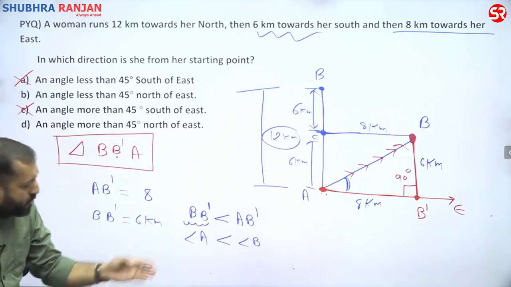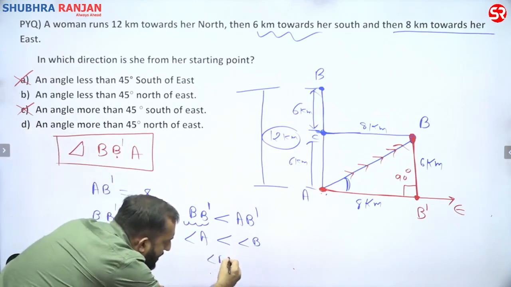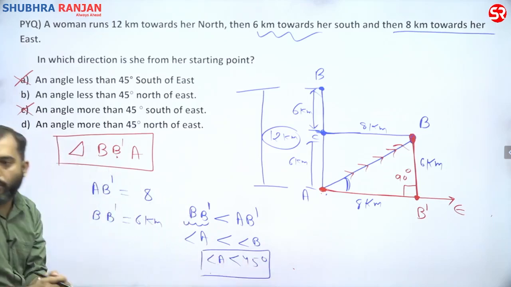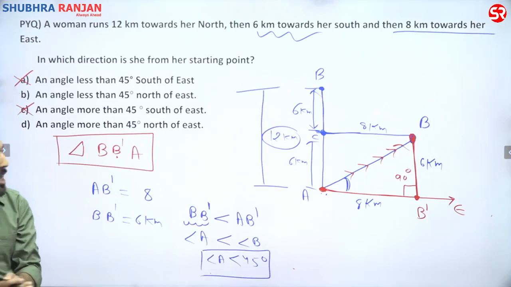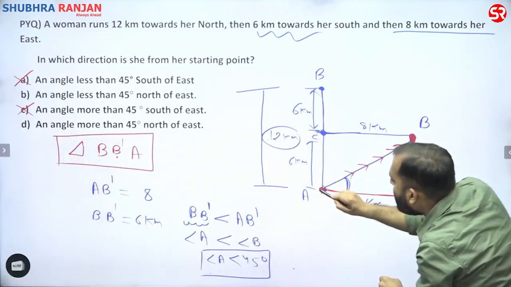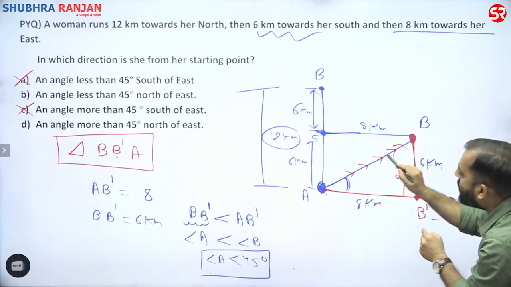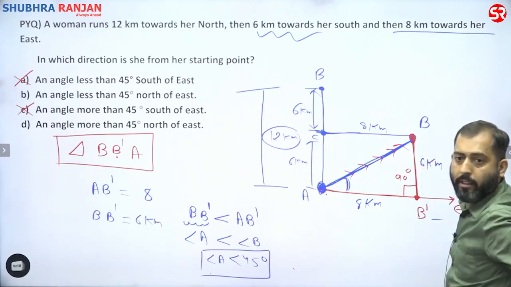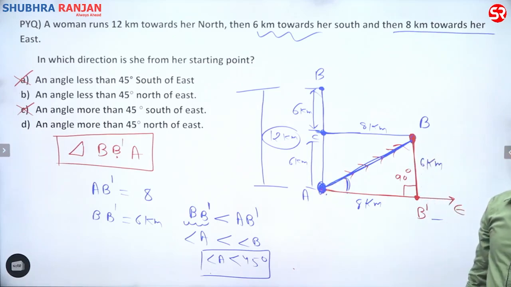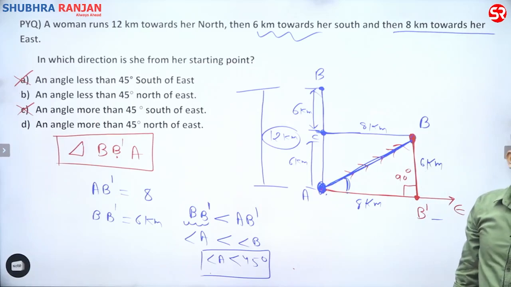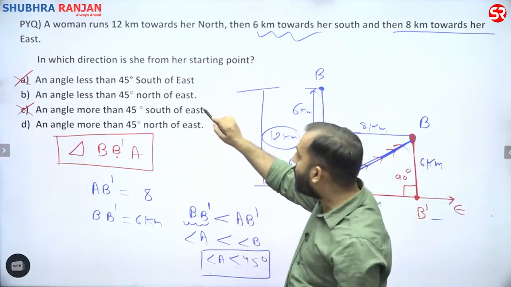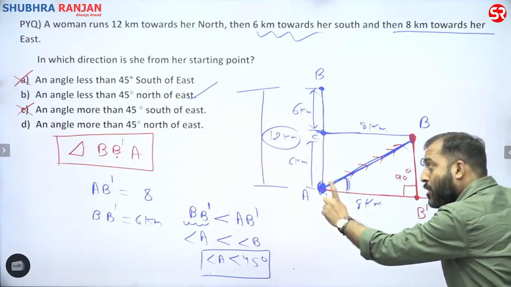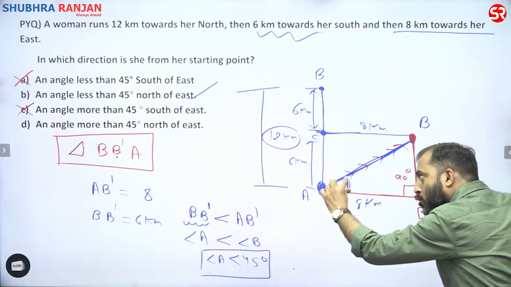Agreed? So this angle A has to be less than 45 degree. Right? So with respect to A, this line is less than 45 degree. The other part is more than 45. But we are looking for this. Oh, sorry, with respect to A we are looking for this. That is why this should be considered.